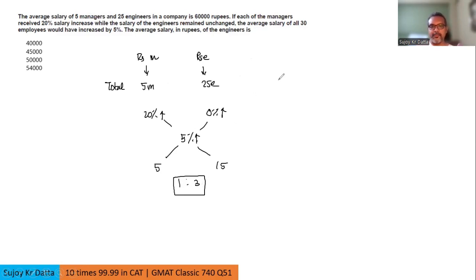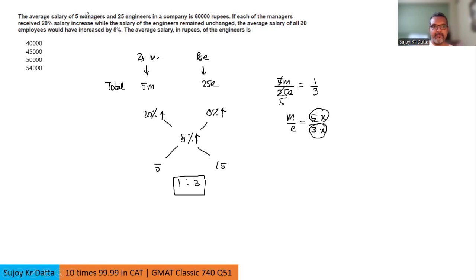So total salary we already know, 5M and 25E. So this ratio is 1 over 3. So we get M by E to be 5 by 3. Means this is 5x, let us say, and this is 3x for M and E.